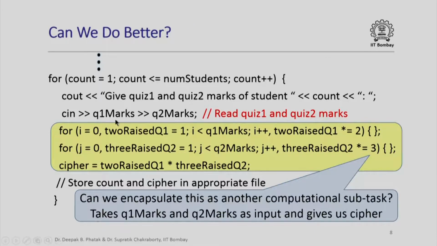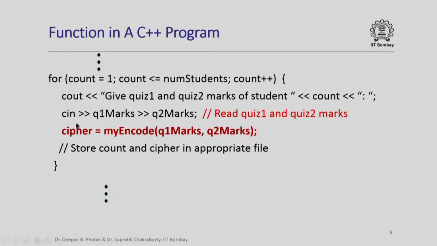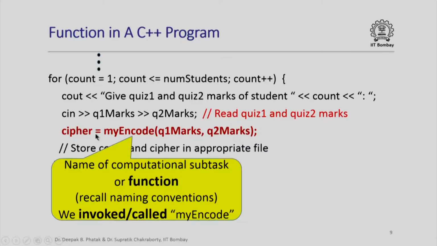So can we encapsulate this task that we have here for computing a cipher as another computational subtask which would take quiz 1 marks and quiz 2 marks as input, compute the cipher and return it back to us? Well, it turns out that in C++ we can do this. We can do it in the following way. We could say my encode as a function which is fed q1 marks and q2 marks as inputs. It returns a value which I can then store in the variable called cipher.